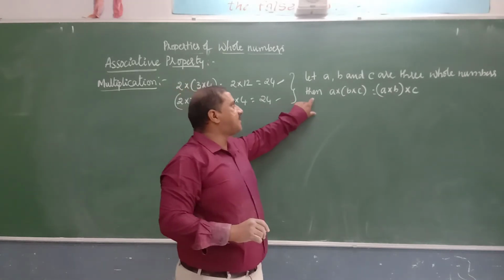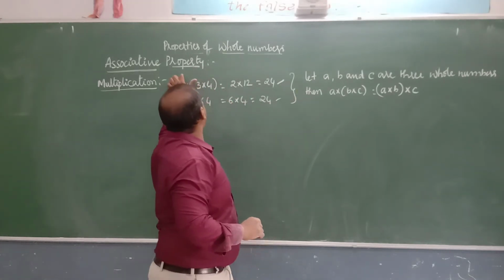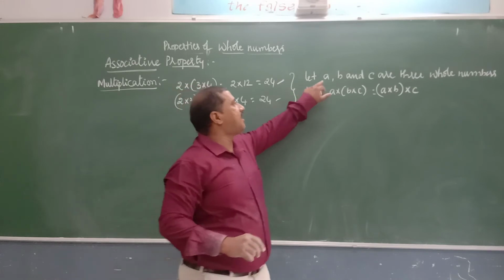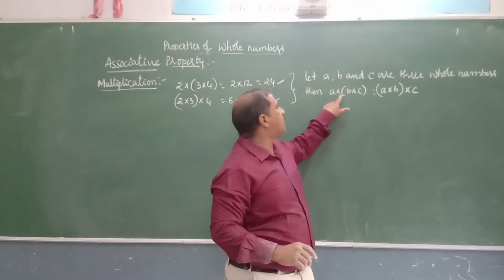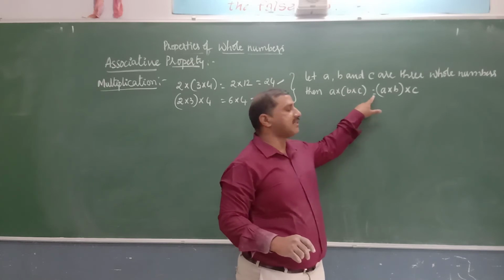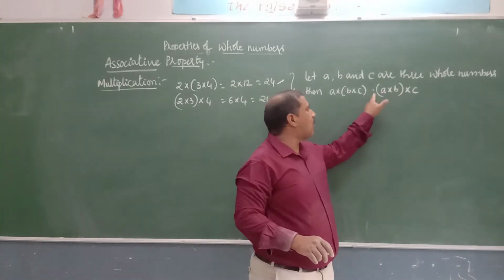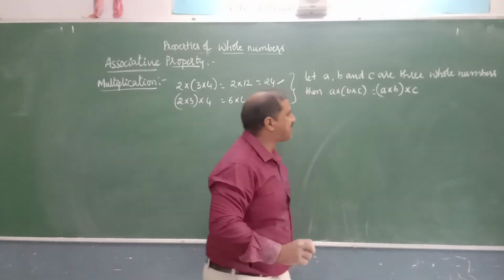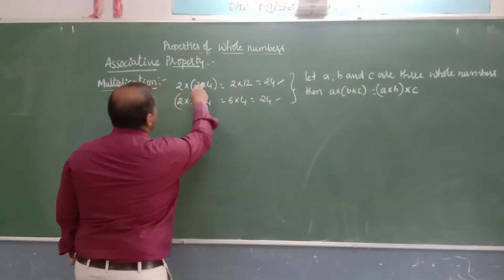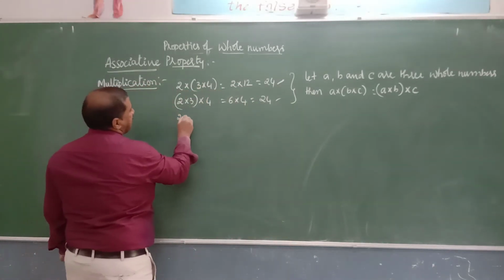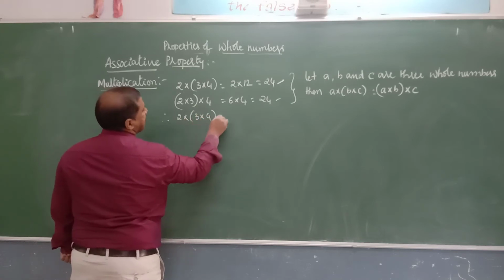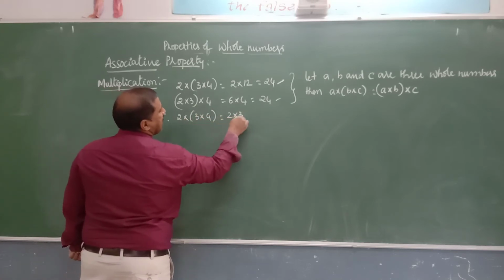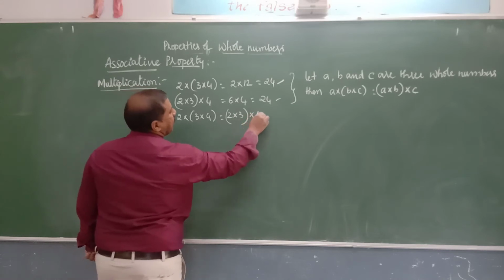So this is the statement of the property under multiplication. Let A, B and C be three whole numbers, then A into (B into C) is equal to (A into B) into C. Their products are equal. So from this we can write, 2 into (3 into 4) is equal to (2 into 3) into 4.